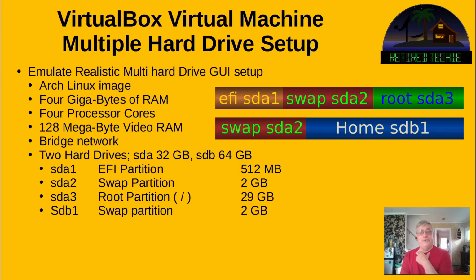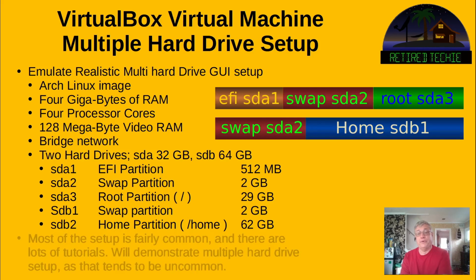Swap partitions are a whole other discussion. We're going to use two swap partitions because some people do use them. Whether you need them or not, that's questionable. But anyway, SDB2 is going to be the home directory, which takes up the rest of the hard drive.